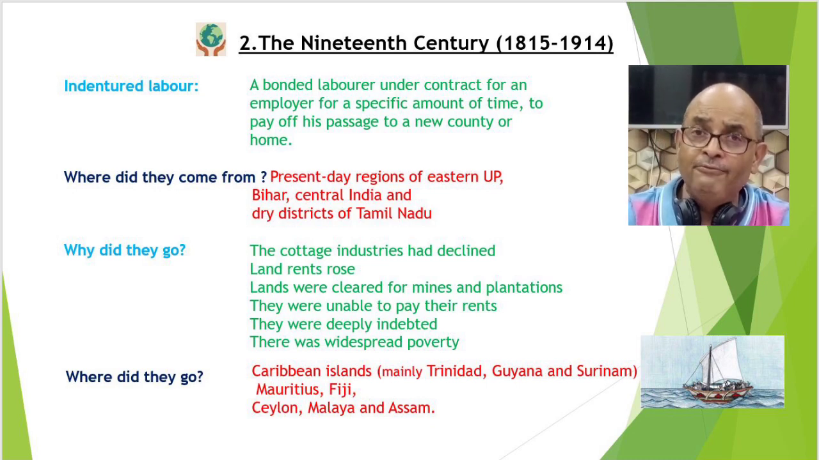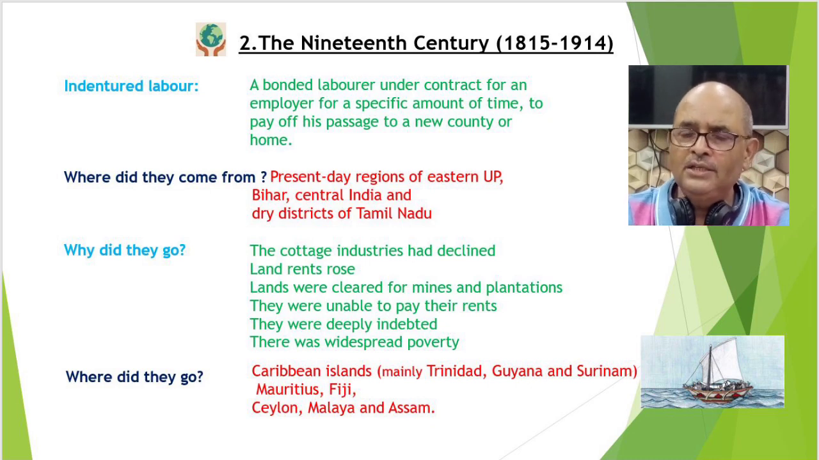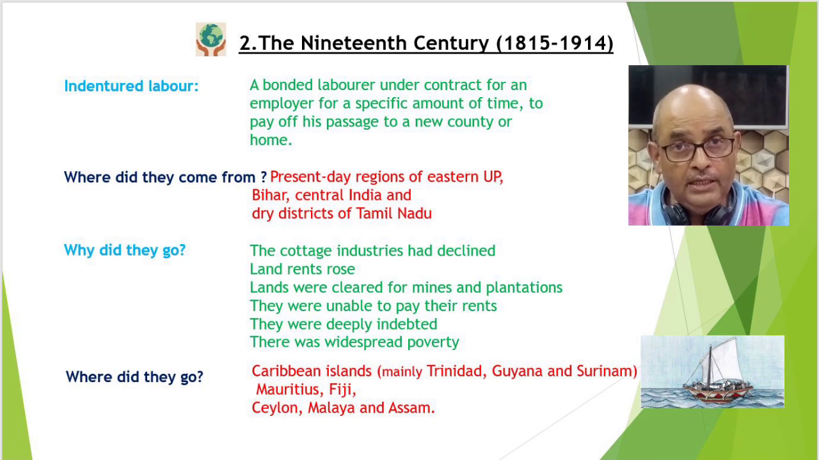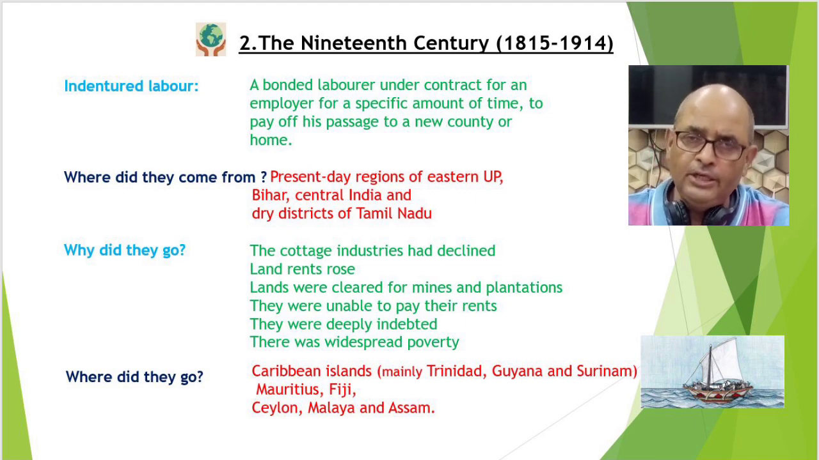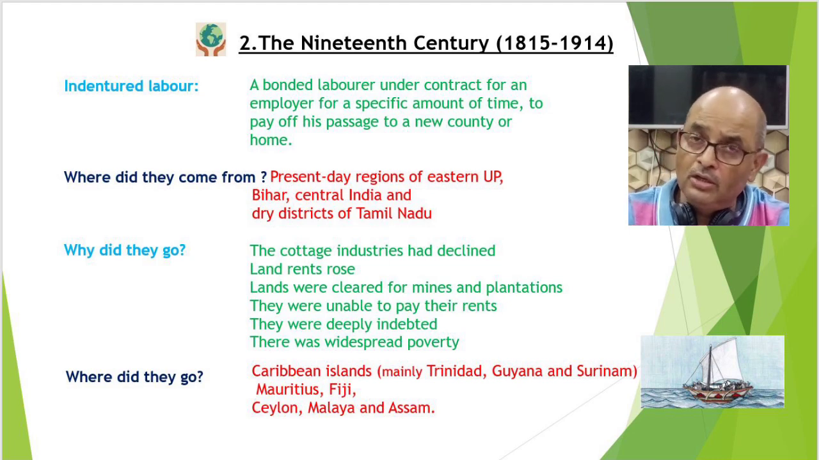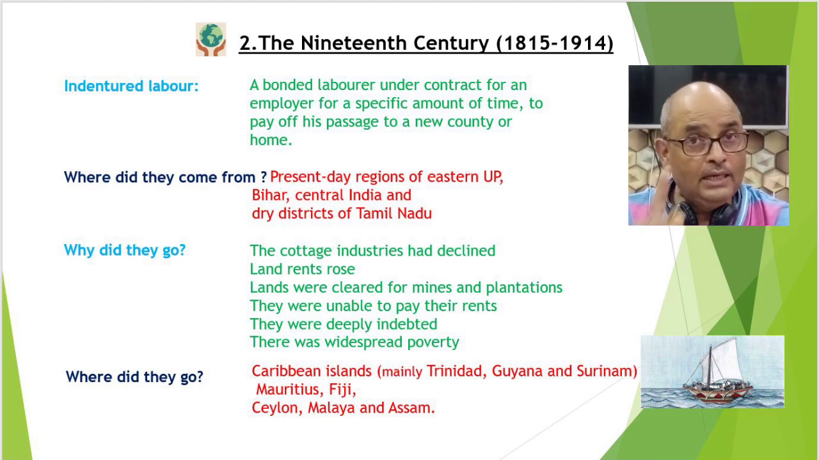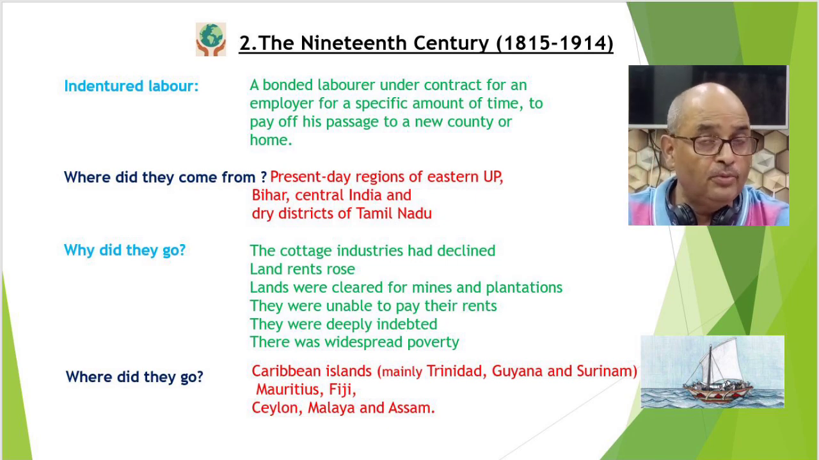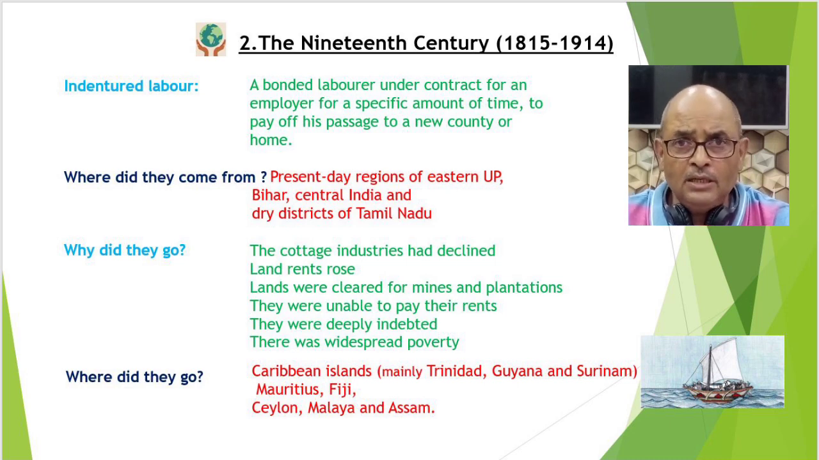The next question is, where did they go? So the main destinations of the Indian laborers were the Caribbean islands, Mauritius and Fiji. Caribbean islands means mainly Trinidad, Guyana and Suriname. The Tamil laborers mainly went to Ceylon and Malaya. Today's Sri Lanka was then called Ceylon. I hope you can connect now to the origin of Indian Tamils referred to in chapter 1 Power Sharing of the Political Science textbook.